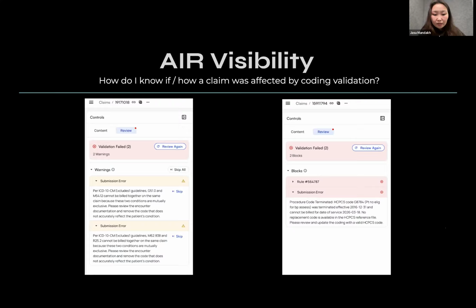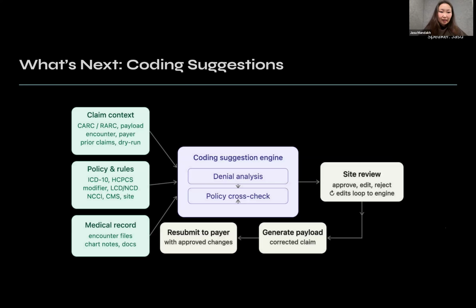For the hard blocks, it shows up as a submission error in red, and these are not bypassable, but only for the HCPCS validation for the Medicare. As I said, you can add the GY modifier to bypass it. Okay. So those are the blocks that we've implemented so far, and as we continue to analyze our inflow, we're looking through different blocks and validations that we can implement to prevent coding denials upstream.